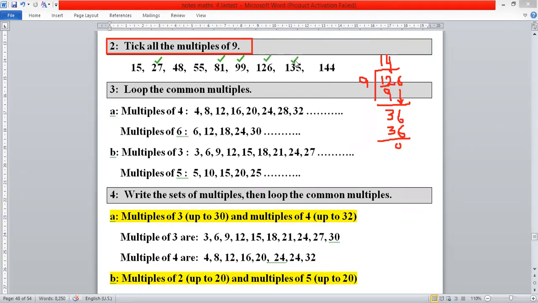135 is also divisible by 9. Therefore, 135 is a multiple of 9. Similarly, 144 is also a multiple of 9.